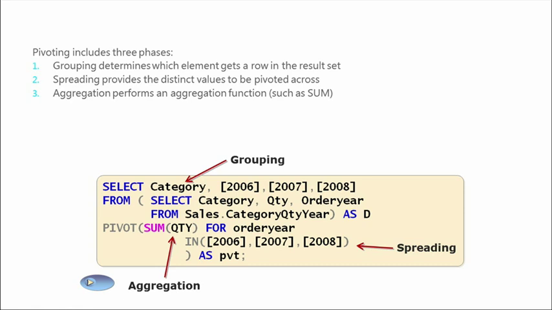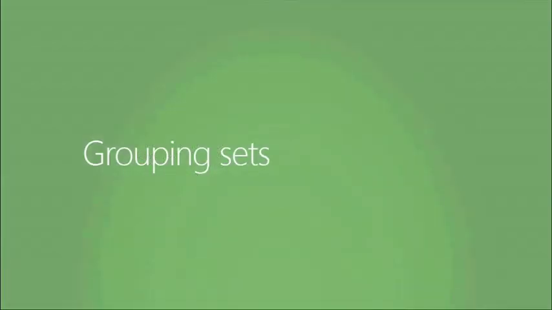So the grouping determines the elements that get populated in the result set. The spreading provides the distinct values that we're going to use, and then the aggregate function, in this case, is the sum that we're going to use. So we get a sum instead of individual items that we have set up here.